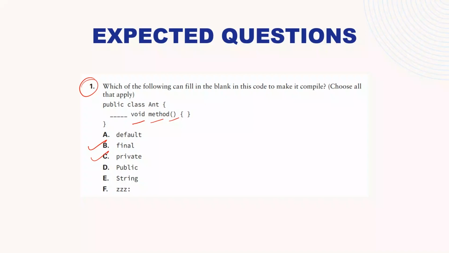Default access does not require a modifier, so default is not going to work in this case. Public has a capital P, it should be small, so it's not a keyword in this case. String is another return type, but the method already has a return type, so a method cannot have both. And ZZZ doesn't even make any sense, it's completely nonsense. So I'm just going to go to the next question, guys.